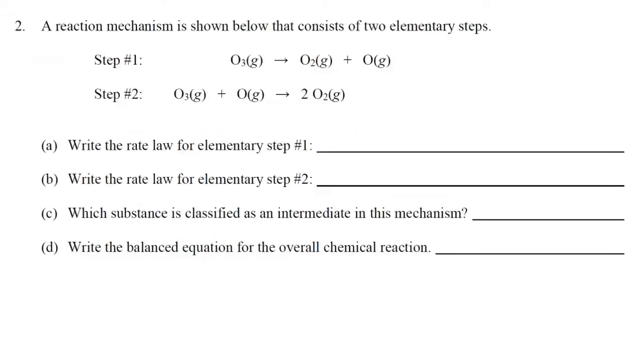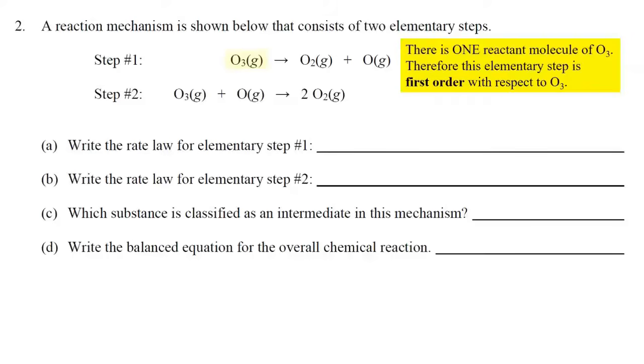Question 2. A reaction mechanism is shown below that consists of 2 elementary steps. Part A, write the rate law for elementary step number 1. There is only one reactant molecule of O3 in step number 1, so therefore this elementary step is first order with respect to O3. So rate equals k times the concentration of O3, and that's it.